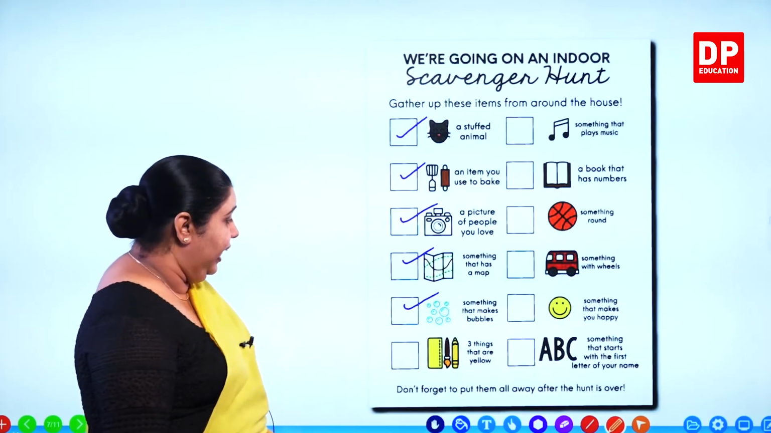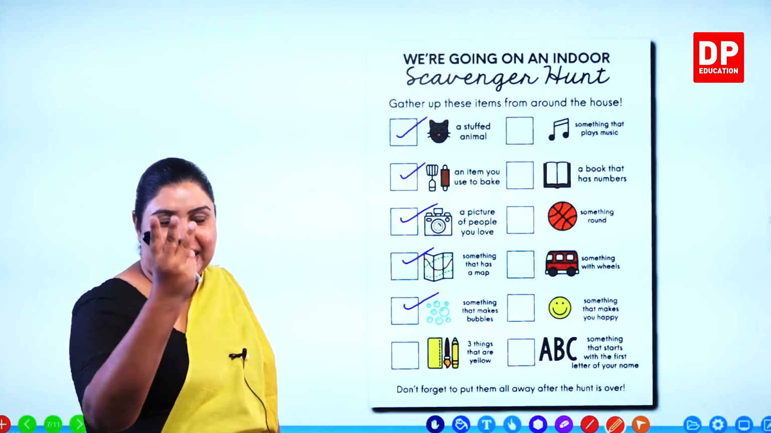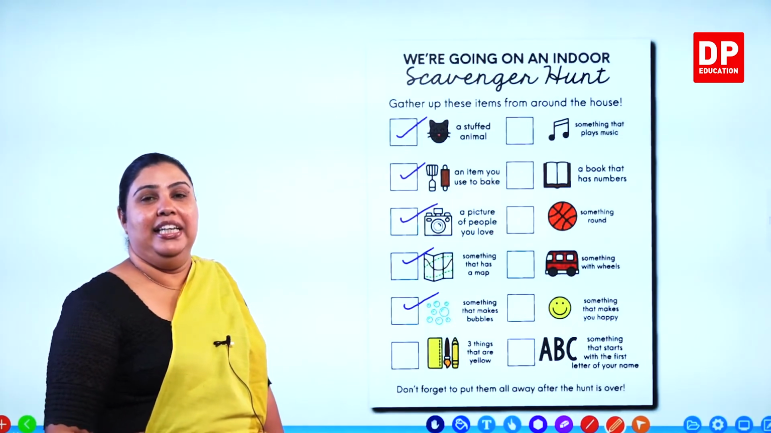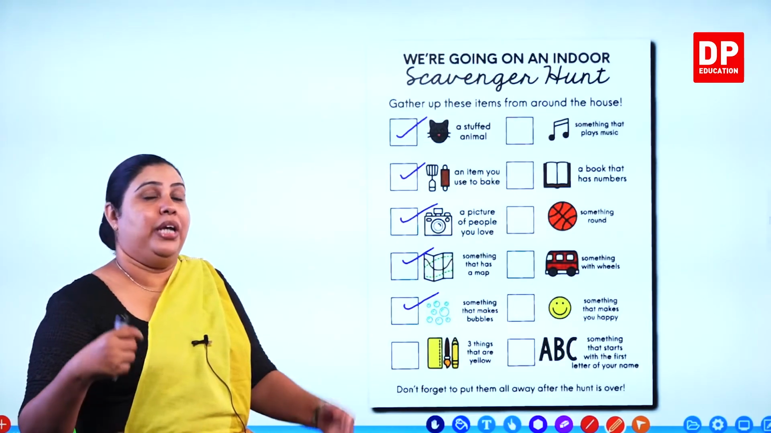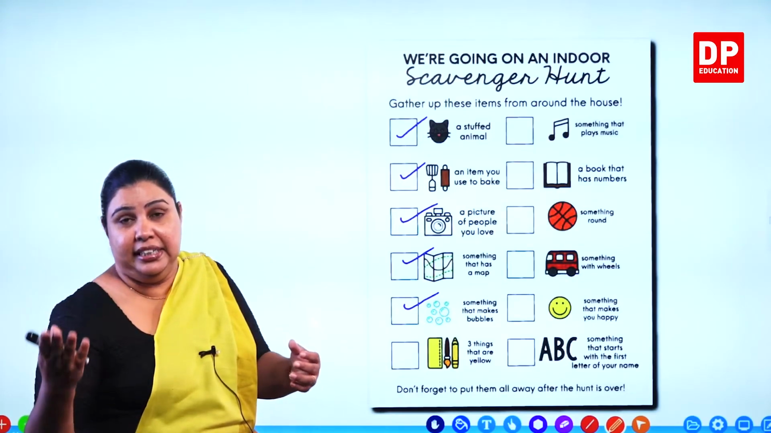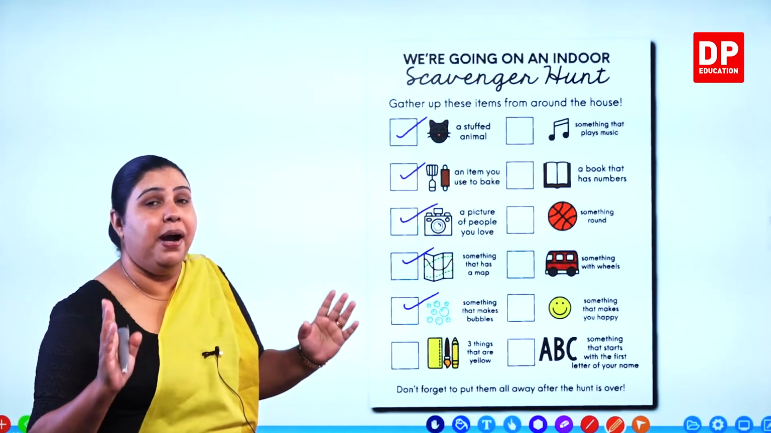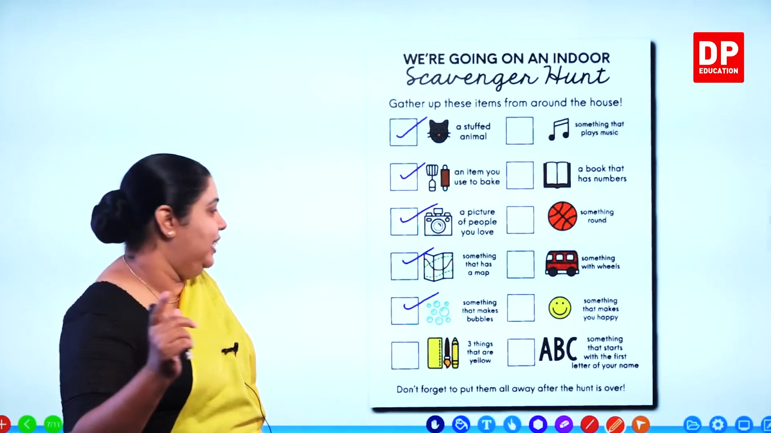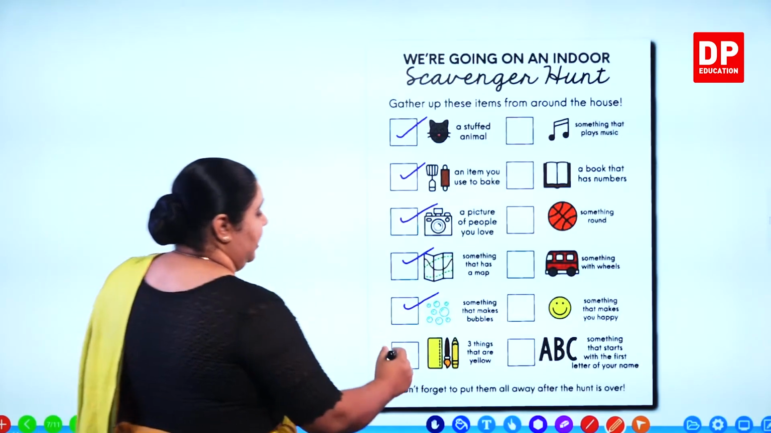Then three things that are yellow. You have to go quickly find three things that are yellow. You can bring a flower, you can bring a hair band, you can bring a little toy, but it has to be in the color of yellow. So this is another different way of carrying on a scavenger hunt.